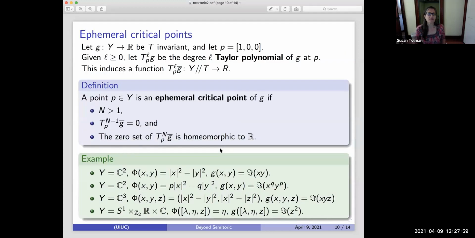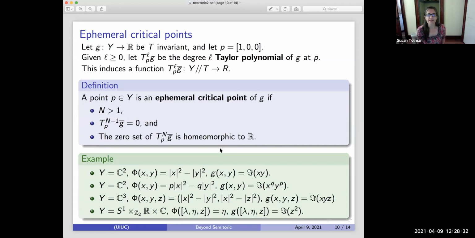So now we're going to talk about what it means for a critical point to be ephemeral. This is the most important new notion in this talk. Let G from Y to R be some T-invariant function, and let P be the point (1, 0, 0) in Y. Given any L greater than or equal to 0, we can let T sup L of G be the degree L Taylor polynomial of G at P.